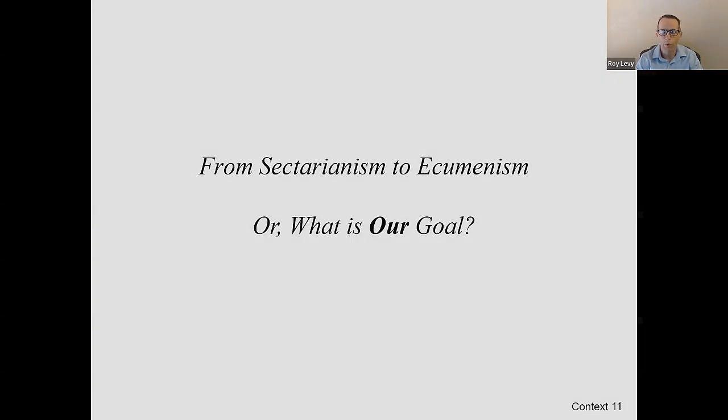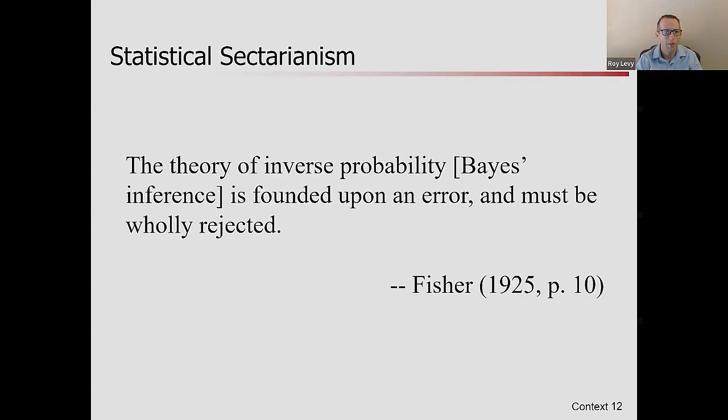What is our goal? I want to establish what we'd like to accomplish in between two very opposed positions that are more fighting stances. One of those is captured by this quote from Fisher. Fisher wrote that the theory of inverse probability, that's Bayesian inference before it was known by that name, is founded upon an error and must be wholly rejected. So this is Fisher saying, the stuff we're about to talk about, this is wrong, don't do this.